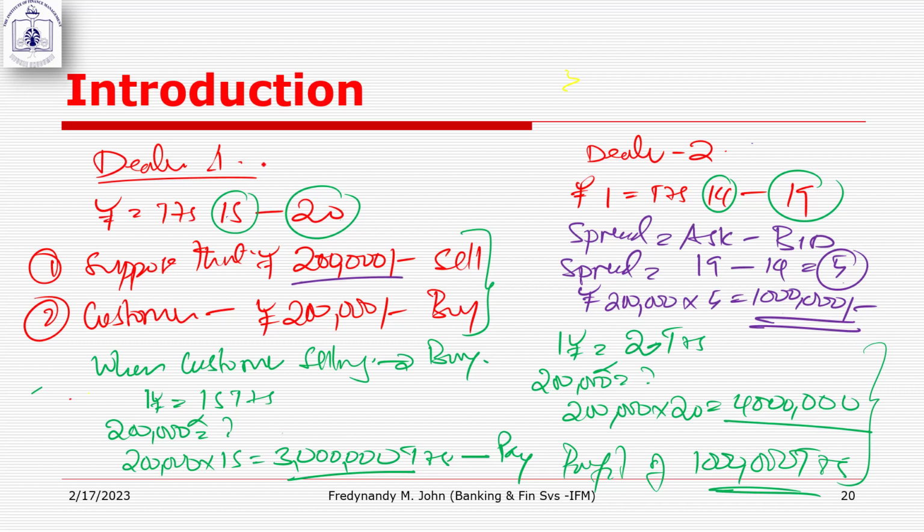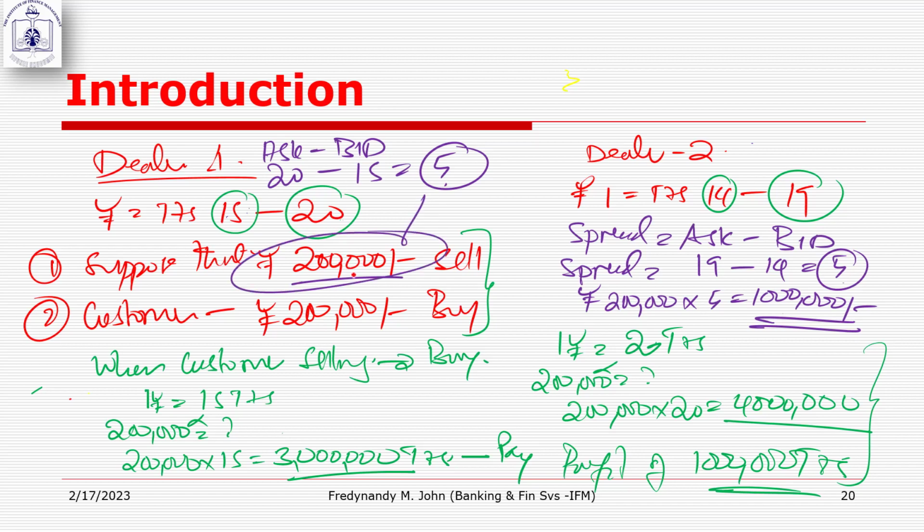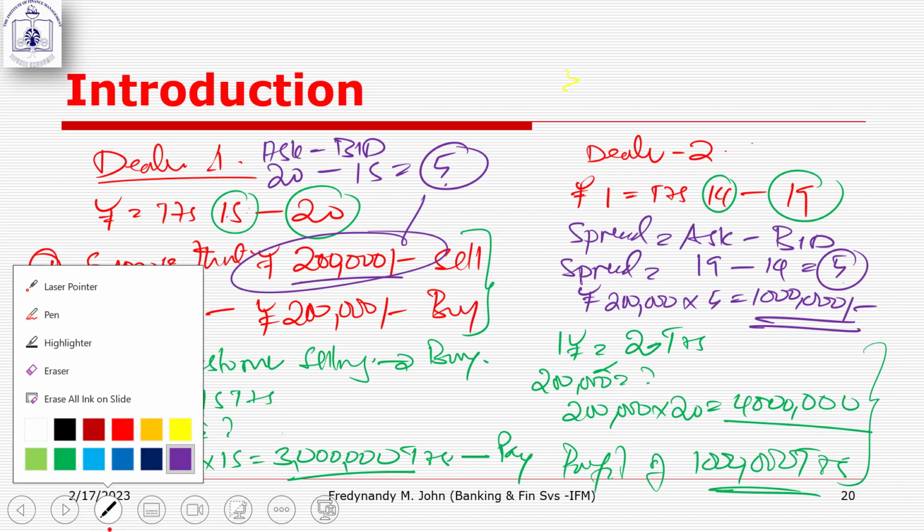Look here, spread equals ask minus bid. Now ask is 20 and bid is 15, therefore the spread is 5. Now if you take 5 and multiply by 200,000, you're going to end up with exactly the same answer.